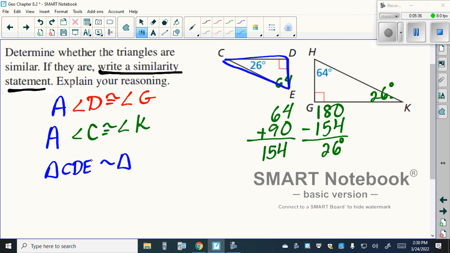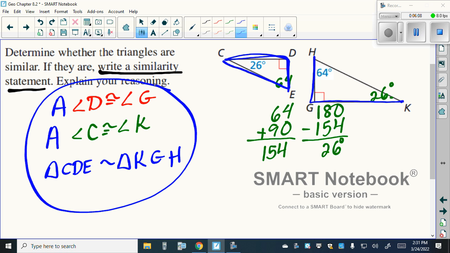Now, the similarity statement for the second triangle needs to follow the same pattern as the first. So we started off with angle C, went to D, and then E. Which angle is congruent to angle C? K would start. And then G, because G and D match up. And then our last one is H. And that would be it.